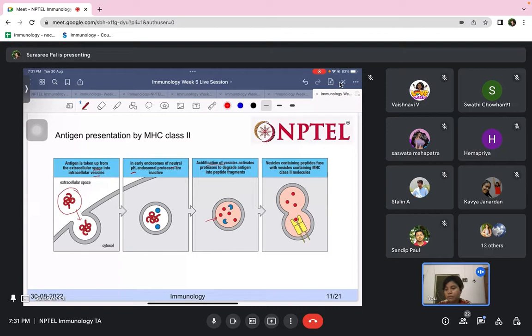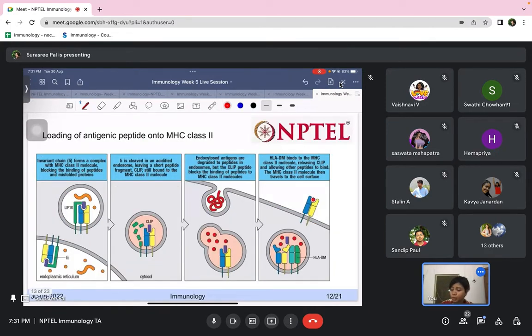I'd like to go into some detail here, because there are certain terminologies that are going to come up. One is the invariant chain. The invariant chain is nothing but the MHC class 2 associated invariant chain. What is it? It is a membrane glycoprotein, and its amino terminus resides in the cytosol, and its transmembrane region spans the ER lumen.